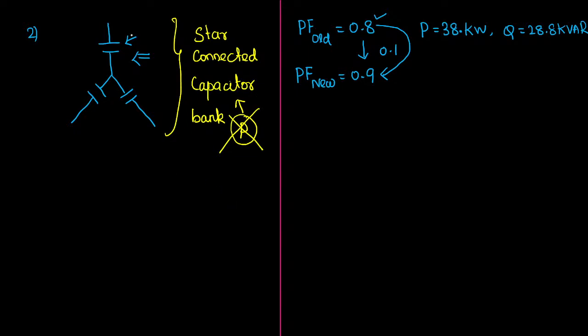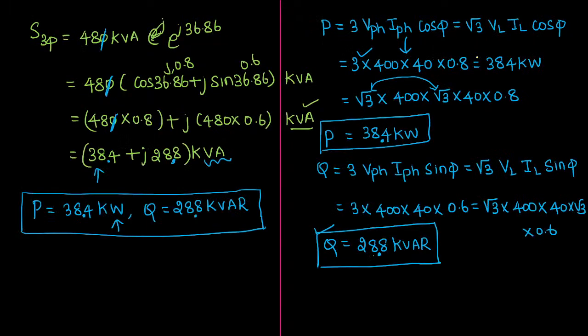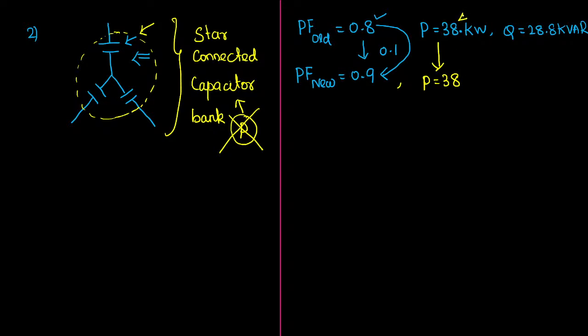So the moment you are trying to make changes in our system with the help of a capacitor bank, this capacitor bank does not touch the real power. So the same real power will be reflected after improving the power factor also. Why? Because we are trying to change the system power factor with the help of a capacitor bank. Capacitor bank will not touch the real power. It will be dealing only with the reactive power.